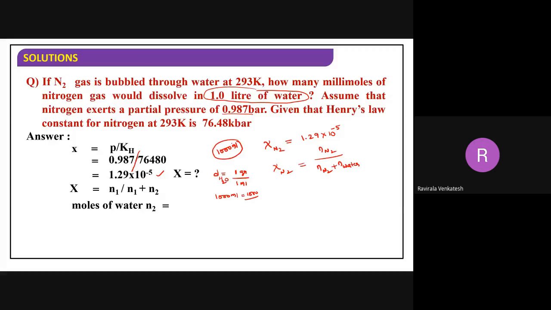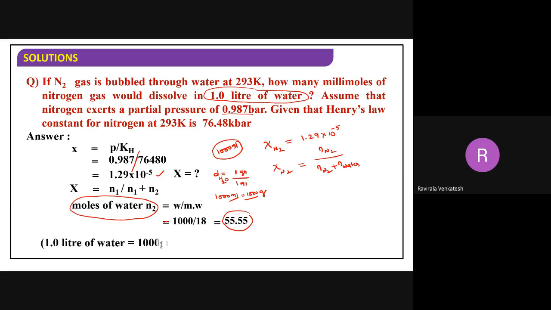Based upon this we can calculate the number of moles of water, correct or not? So how much weight we got? 1000 grams for 1000 ml. So substitute here, weight is 1000 grams and molecular weight is 18. Based on this, how much do we get? 55.55. That is the number of moles of water. 1 liter of water always contains 55.55 moles actually. Based upon this formula I got it, correct? So the number of moles of water is 55.55.